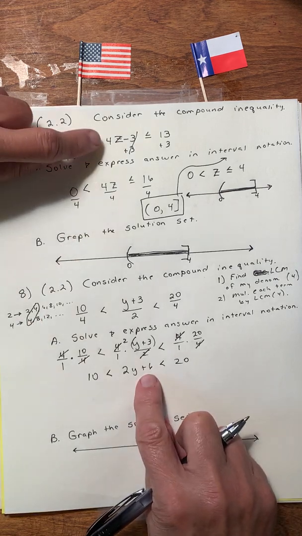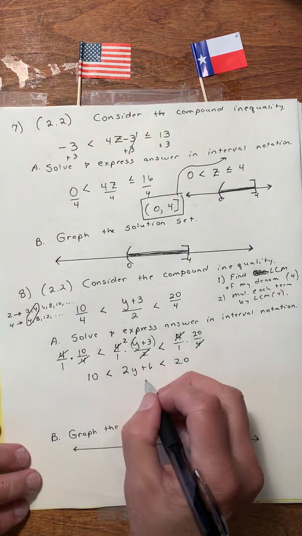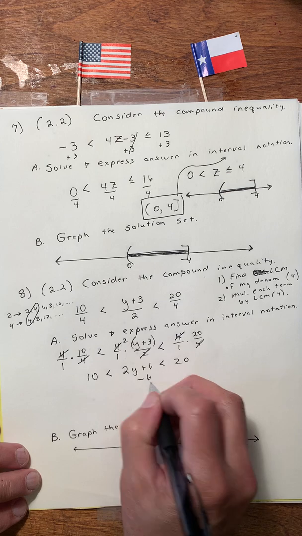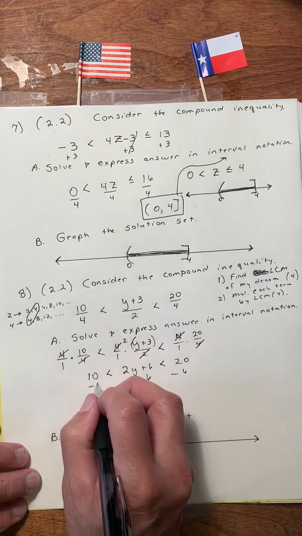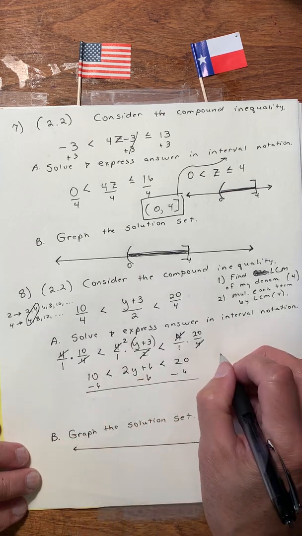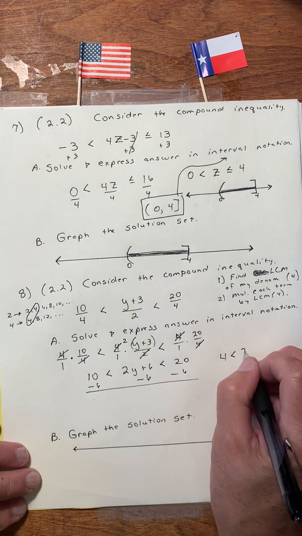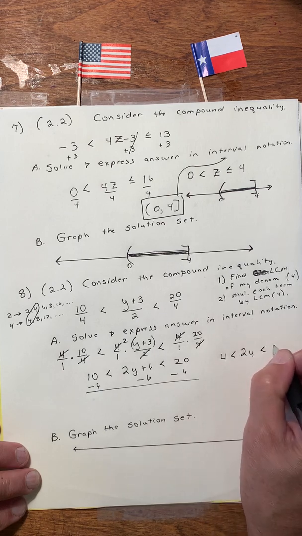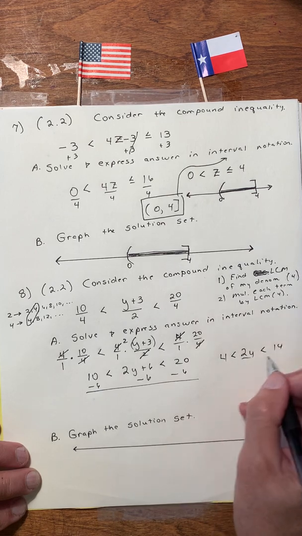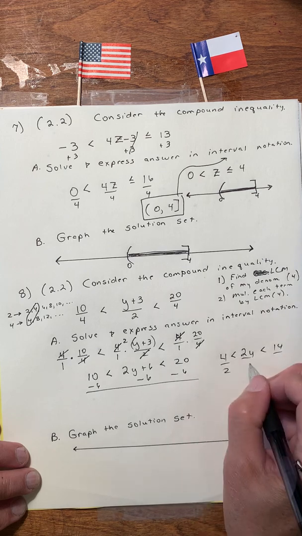Hey, now this looks just like this, doesn't it? Get the y by itself. Minus 6, minus 6, minus 6. Divide by 2, and I got it.